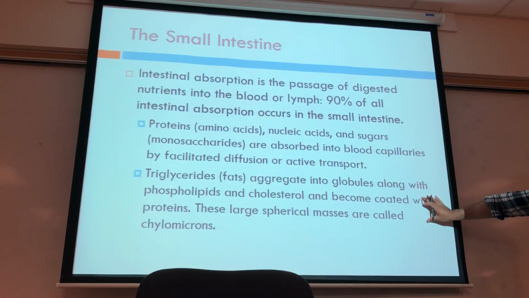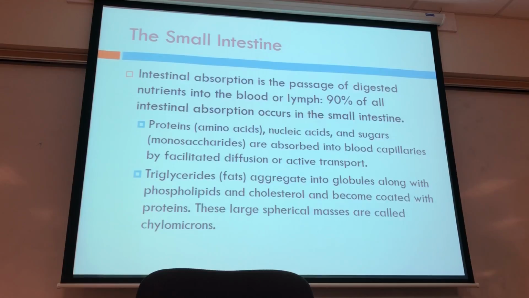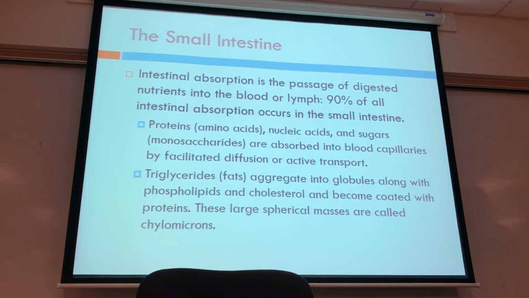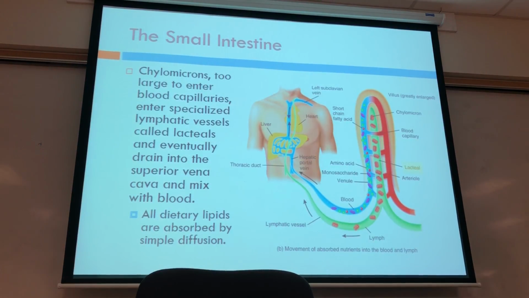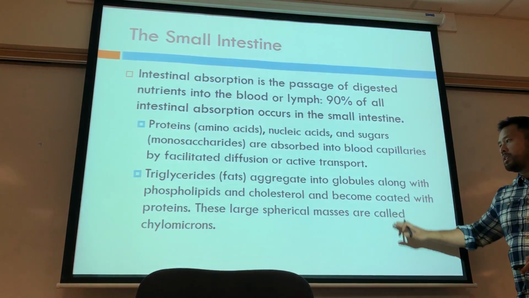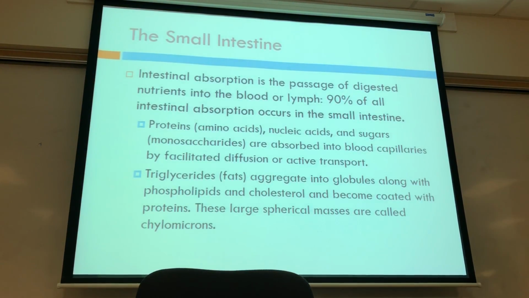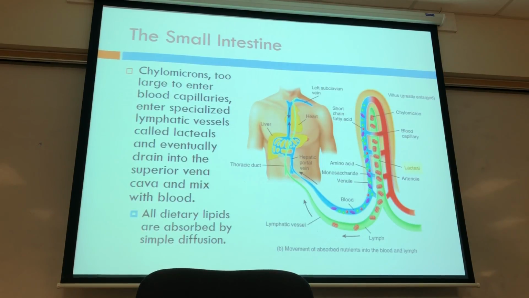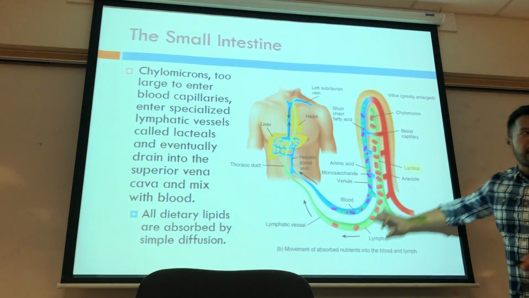Our fats have a different mechanism for absorption. Remember, these are emulsified. We have to absorb these through a different passageway. How do we absorb these fats? These fats become covered in proteins. So not only are they separated by bile, but they'll get coated with proteins, and they end up being called chylomicrons. Things like your peptides and sugars get directly absorbed into the capillaries. Chylomicrons, on the other hand, will enter the lymphatic system.